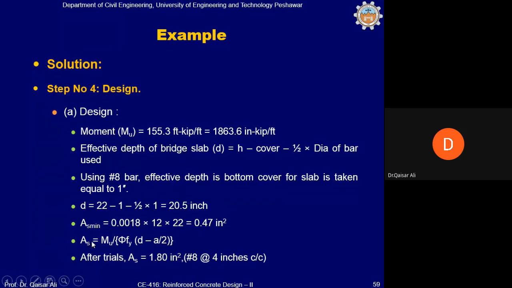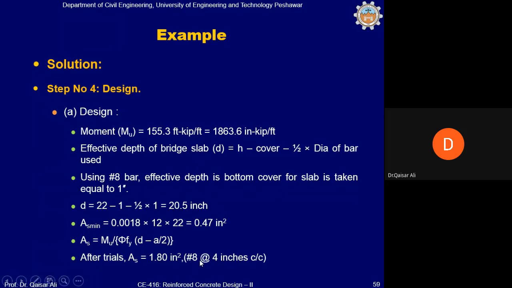And if we use this hit and trial equation, a is equal to Mu divided by 0.9 f y d minus a by 2. With the small a, let's in the beginning assume 4 inch or 5 inch. Then we can calculate As for this Mu, 1863.6 inch kip per foot. Phi is 0.9. So after 1 or 2 trials, you will get some reinforcement As, as you have done in the case of building beam design.